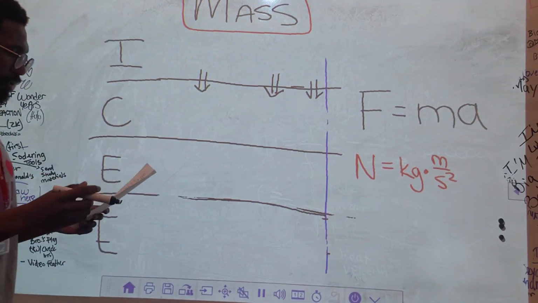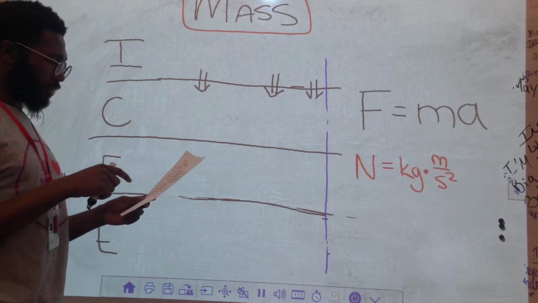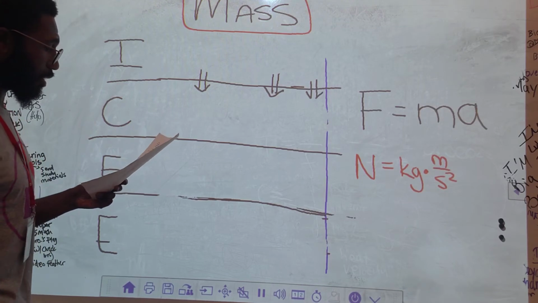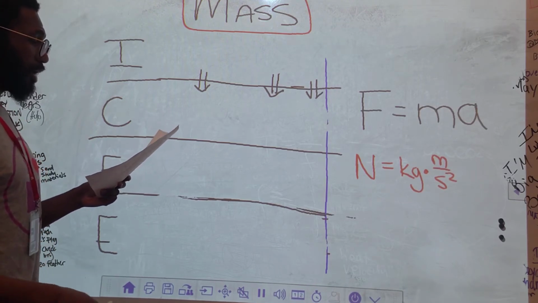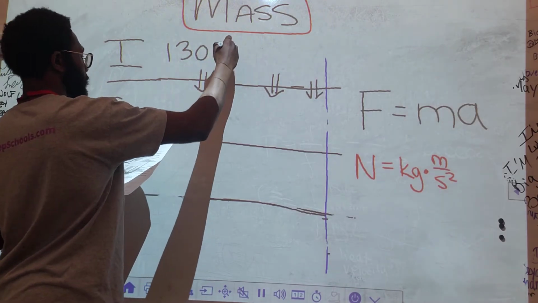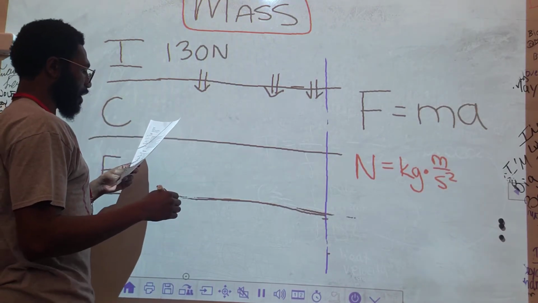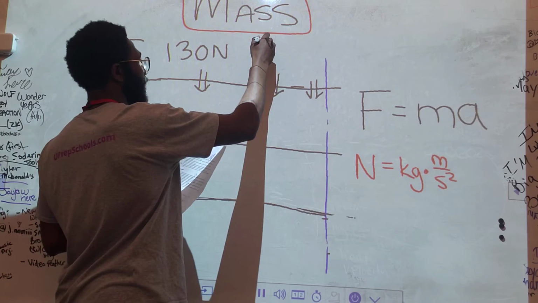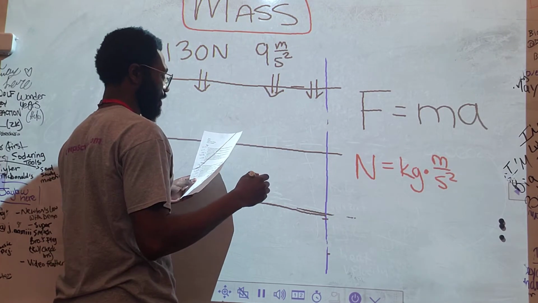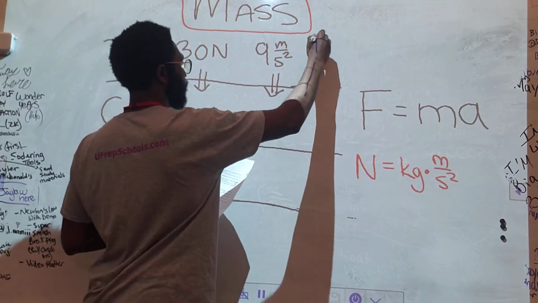Okay, so for our problem for mass, the question says a soccer player kicks a soccer ball. The force on the soccer ball is 130 newtons. The acceleration of the soccer player's foot is 9 meters per second squared. What is the mass of the soccer player's foot?